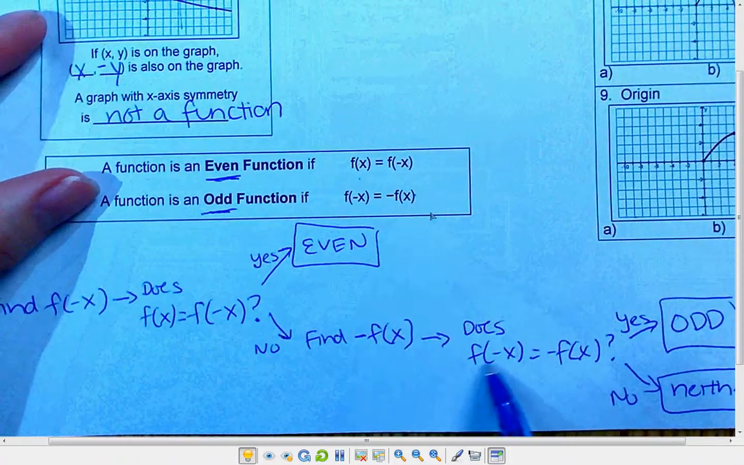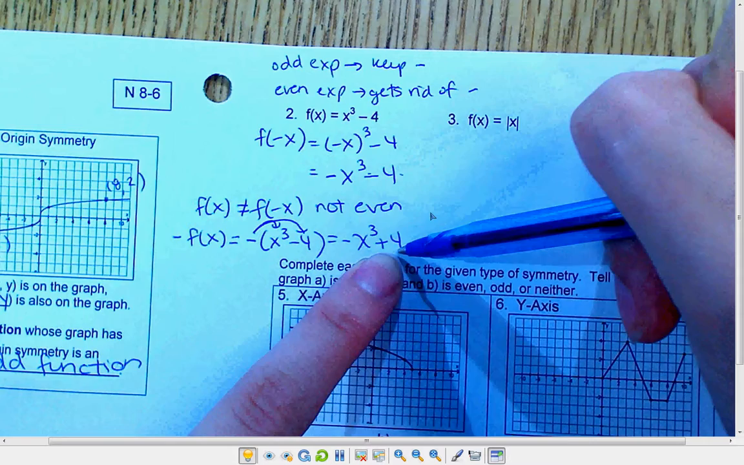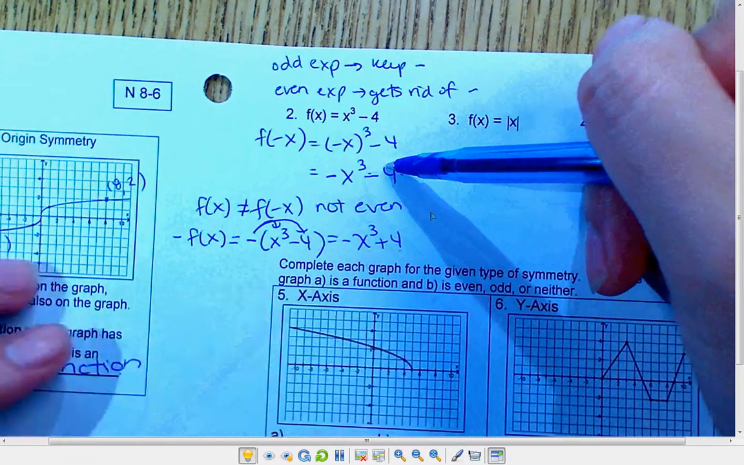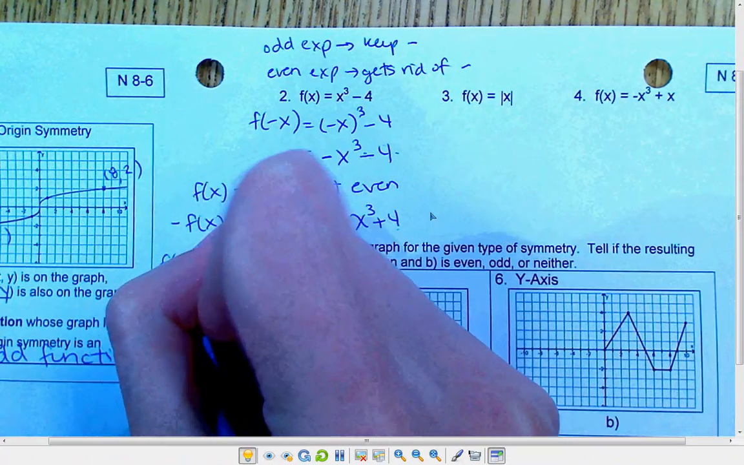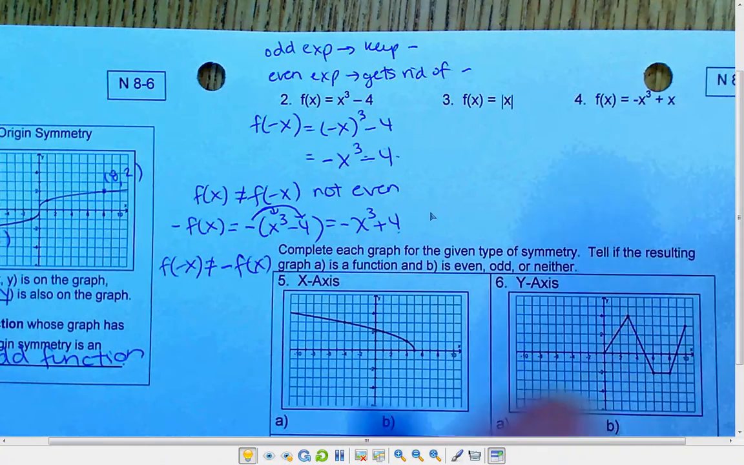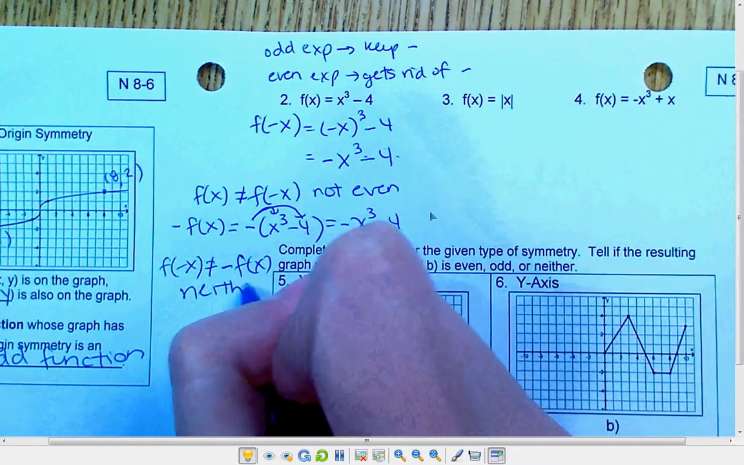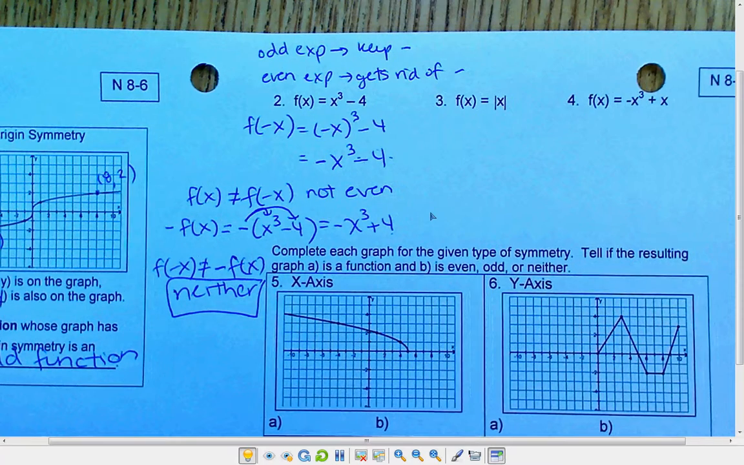So does f of negative x equal negative f of x? So these two that we just found, is this the same as this? And as you can see, this one has a minus, this one has a plus, they're not the same. So because f of negative x does not equal negative f of x, the answer is that it is neither odd nor even.